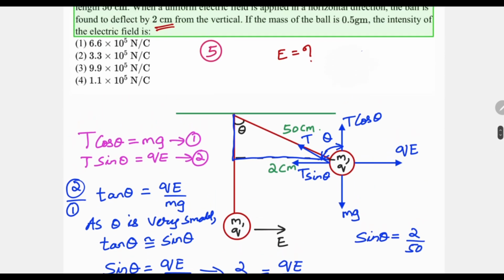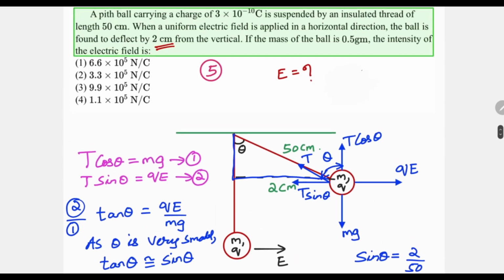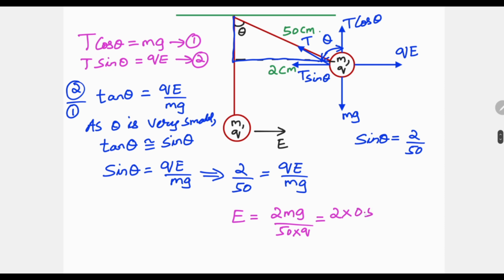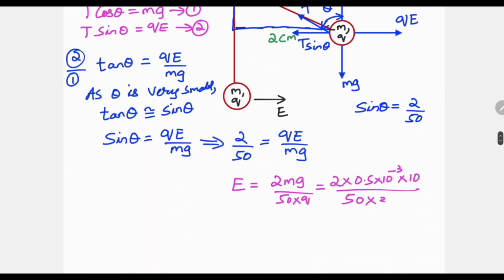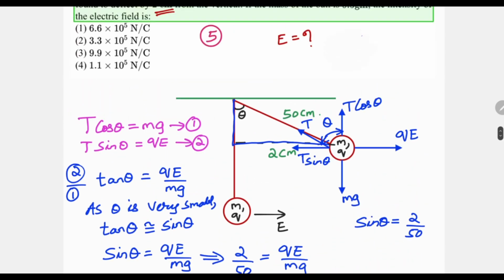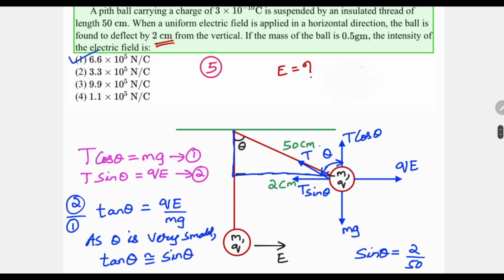2 into, what is mass of pith ball? Mass of pith ball is 0.5 gram. So 0.5 into 10 raised to minus 3 kilogram into 10, the value of g I took as 10, divided by 50 into, what is the charge of the pith ball? 3 into 10 raised to minus 10 coulomb. So after simplification, you will get the value as 6.6 into 10 raised to 5 Newton per coulomb. So the first choice is our correct choice.